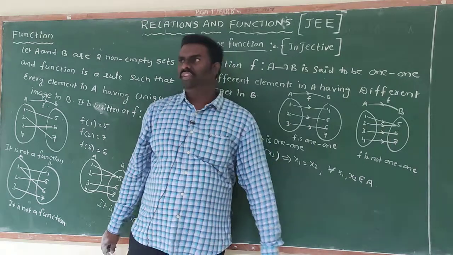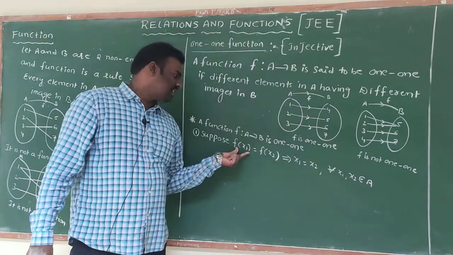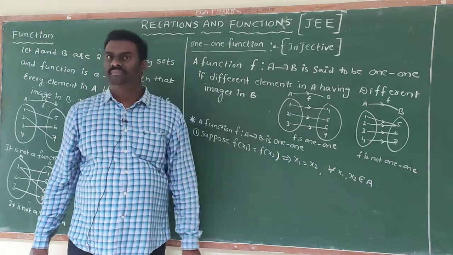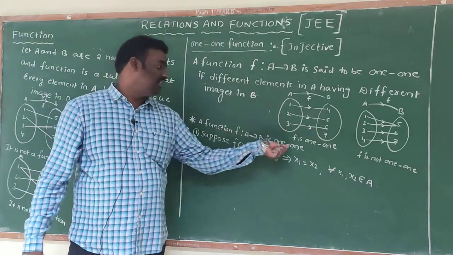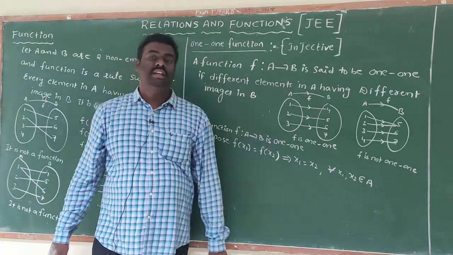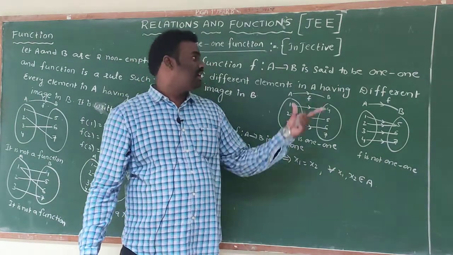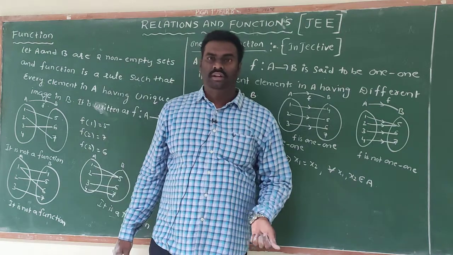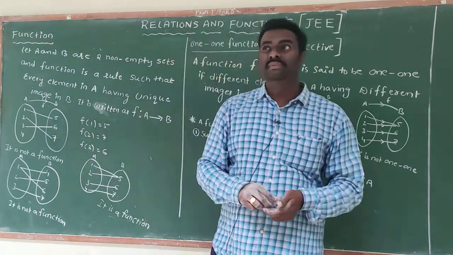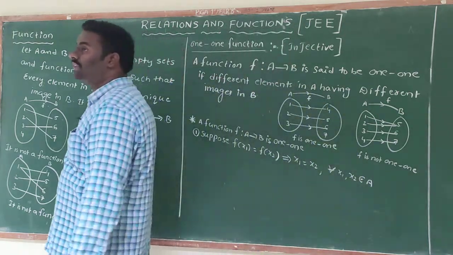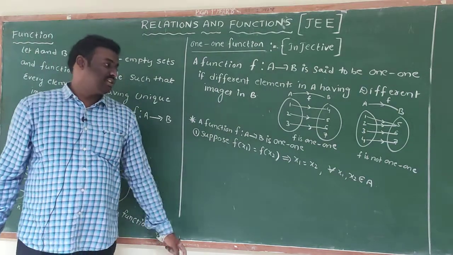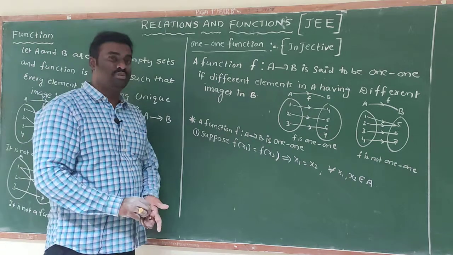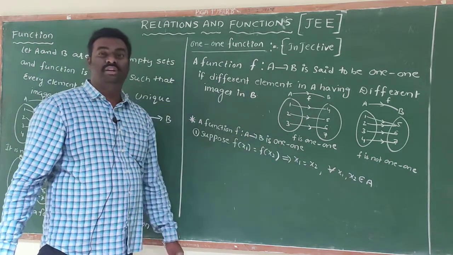What is the meaning of this definition? If the functional values are the same, then their elements are also the same. This is also one of the definitions for one-one. Students, in problems we mostly depend on this definition. F of x1 is equal to f of x2 implies x1 is equal to x2 for all x1, x2 belonging to A.